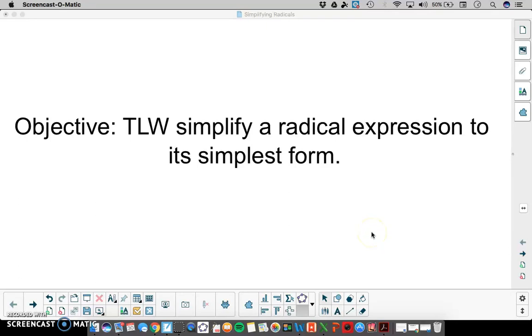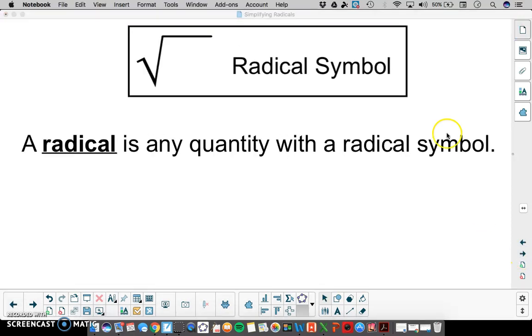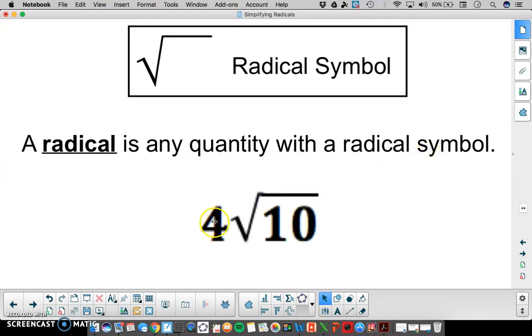In this video, the learner will simplify a radical expression to its simplest form. So first we need to go over what a radical expression is. This root symbol is called a radical, and a radical is any quantity with a radical symbol. So we have this radical expression here, where this 4 is the coefficient. It is the number usually in front or being multiplied by our radical, and the radicand is the number underneath the radical.